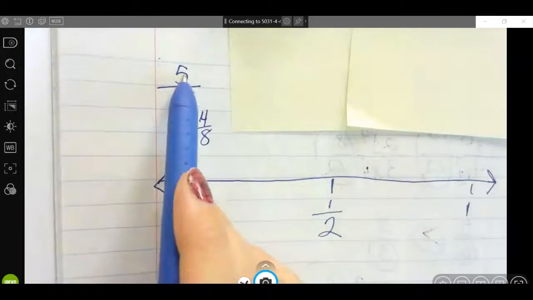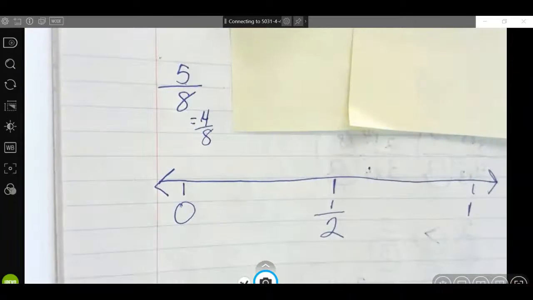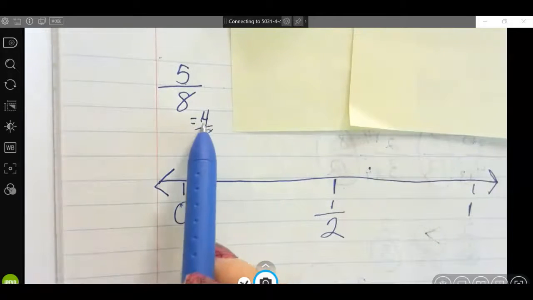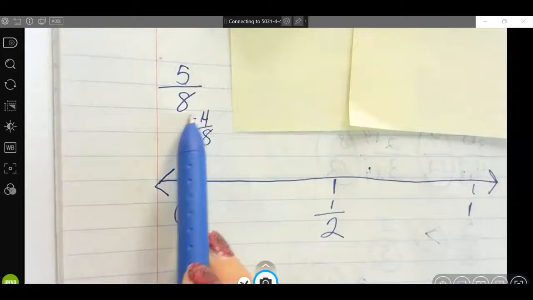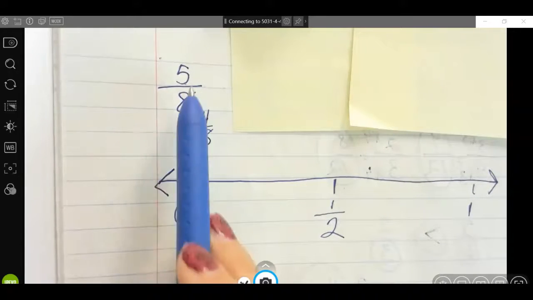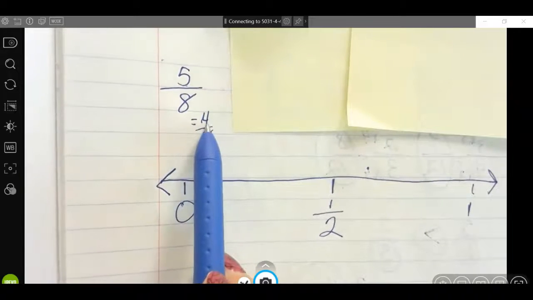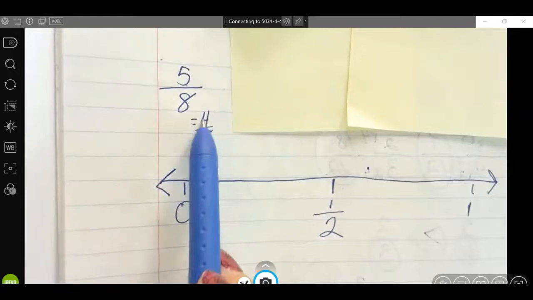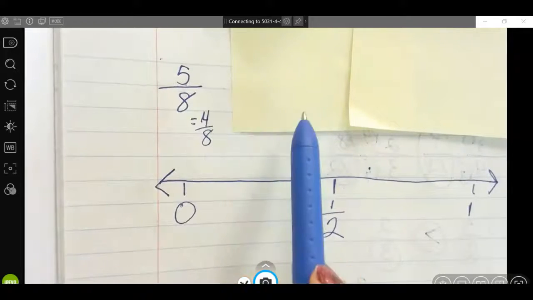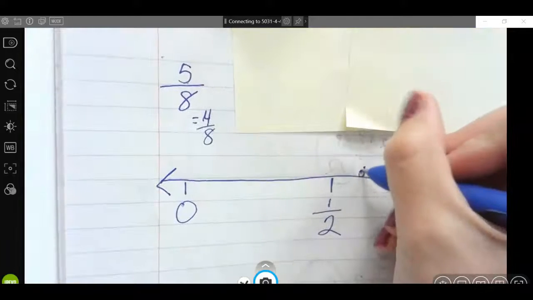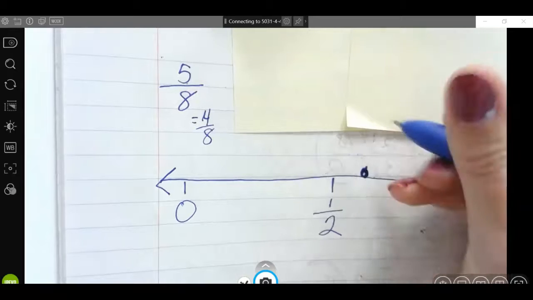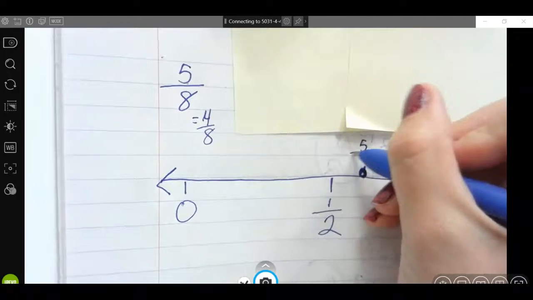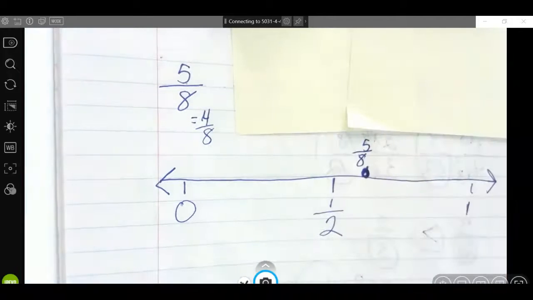So now we look at the 5, and the 5 tells us that it is less than or greater than 1/2? Greater. Because if it was less, it would be a 3, a 2, or a 1, but it is a 5. Halfway is 4, so anything greater than 4 is going to be bigger than half. We know it's bigger than half, so we're going to put it here, 5/8. Okay?